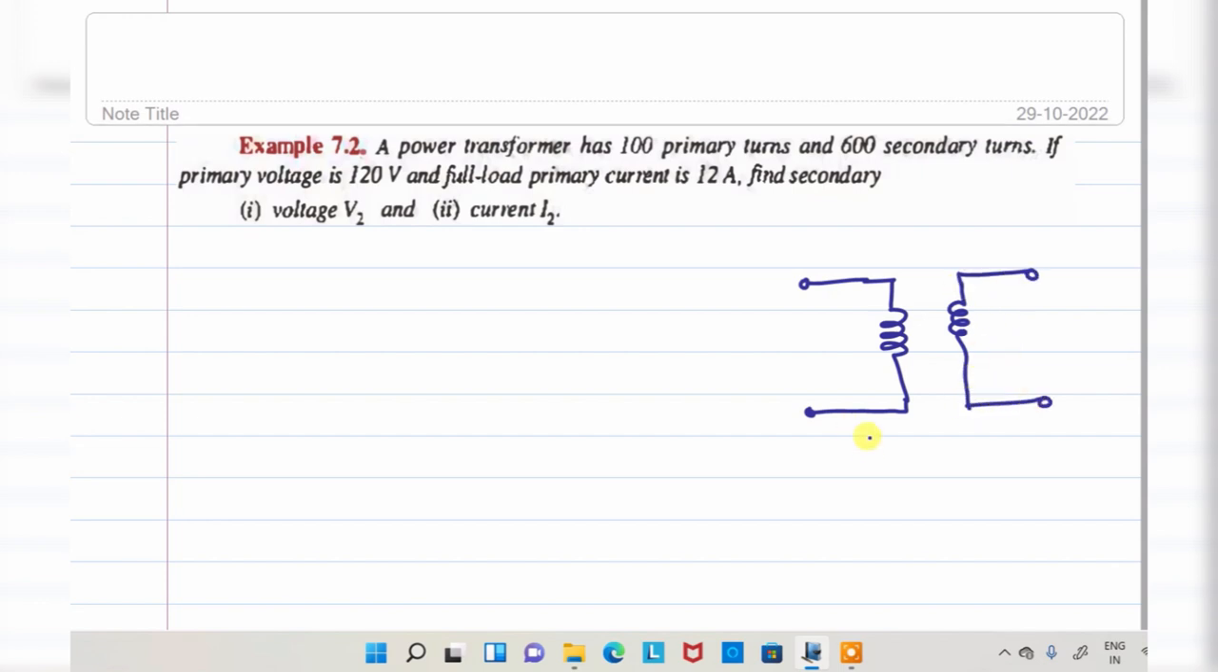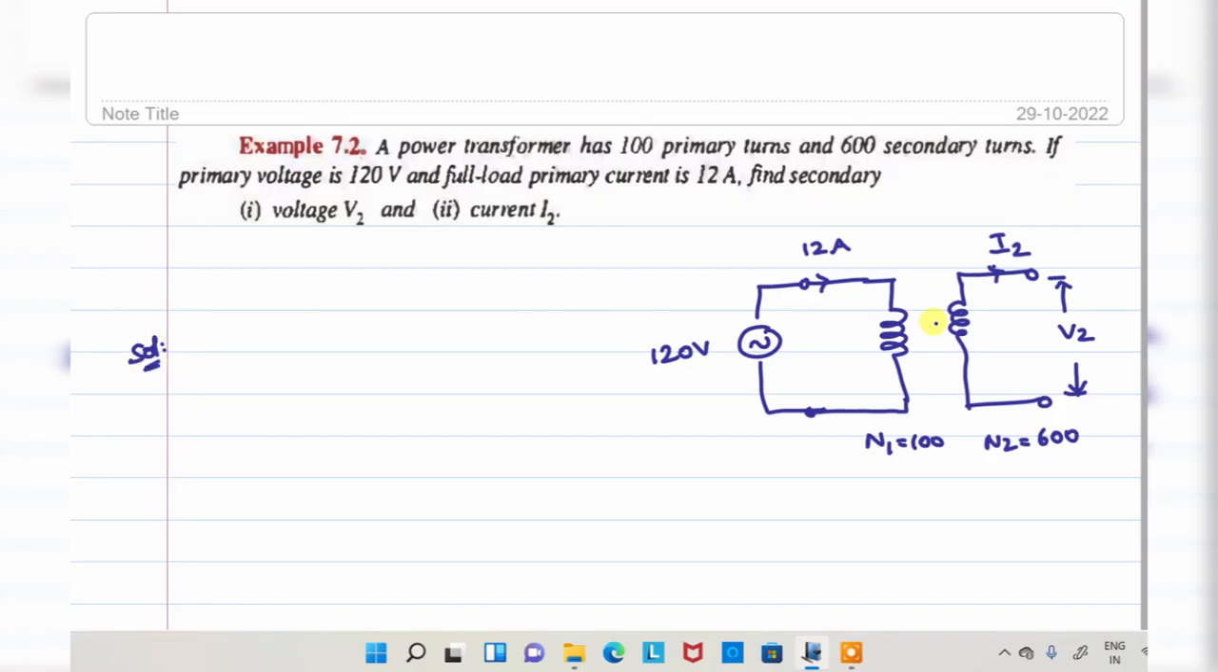Okay, this particular transformer: the number of turns in the primary is 100, the number of turns in the secondary is 600, the primary voltage is 120 volt, and the full load current in the primary is 12 amperes. Find the secondary voltage, that means the voltage across the secondary, as well as the secondary current, that will be I2. So you need to calculate both.